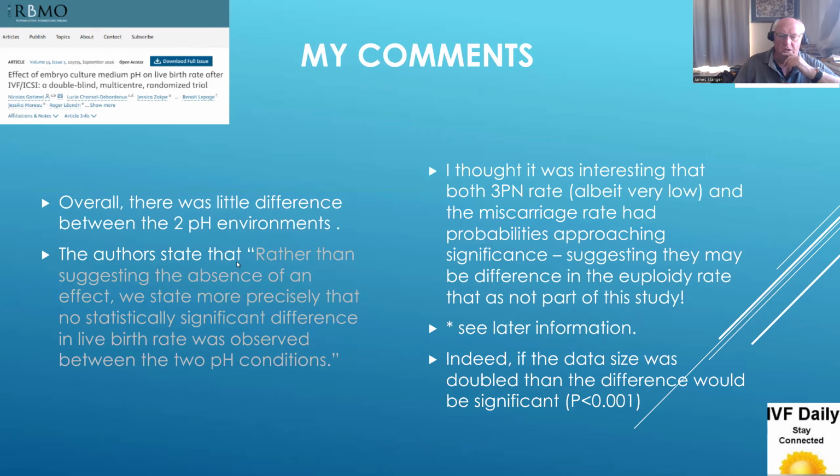The authors state that rather than suggesting the absence of an effect, we state more precisely that no statistically significant difference in live birth rates was observed between the two pH conditions. I thought it was interesting that the 3PN rate, albeit low, and the miscarriage rate had probabilities approaching significance, suggesting that there may be differences in the euploid rate, but this wasn't part of the study. But other studies have looked at that, and I'll discuss that in my longer video when I get around to doing it in a couple of days.